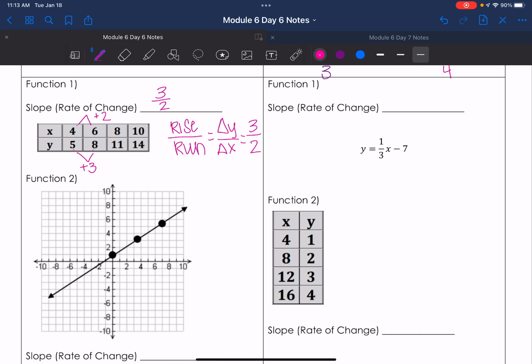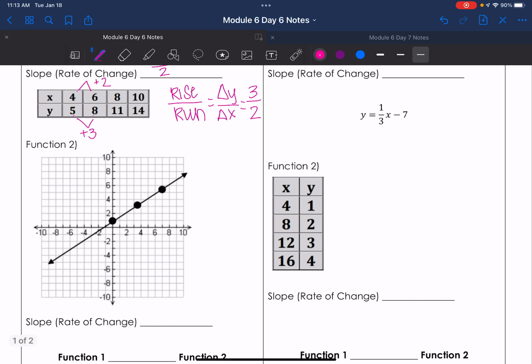Then let's compare that to function number 2. So we have, again, starting with our blue dot right here, going to our pink dot.